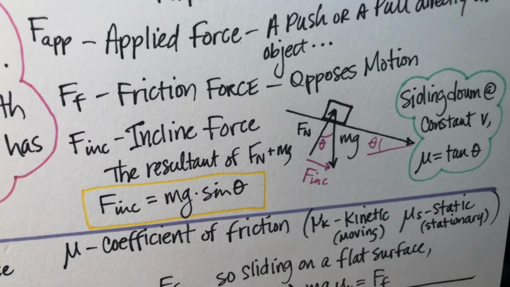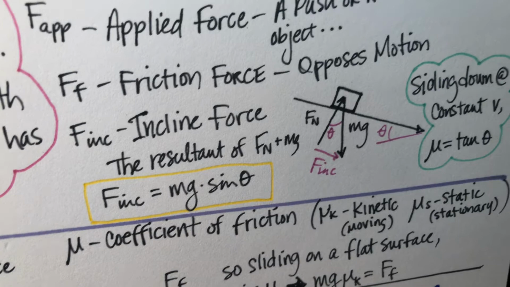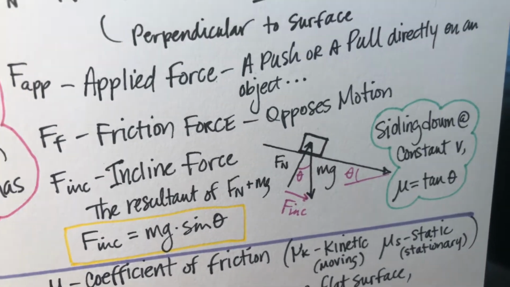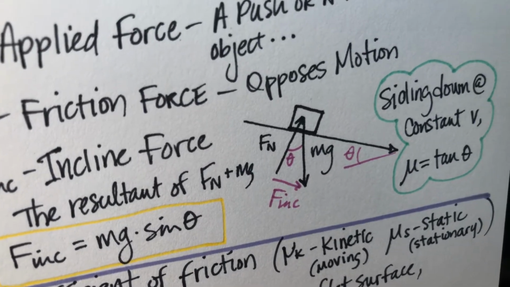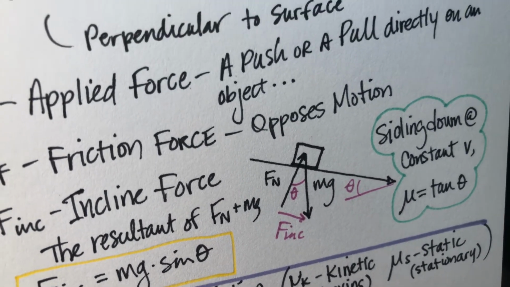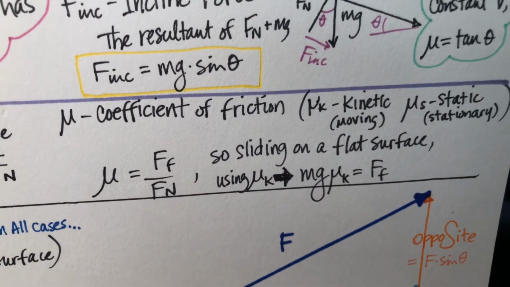So if you add normal force and mg, you get an incline force, which is equal to mg times sine theta. For any object sliding down an incline at a constant velocity, the coefficient of kinetic friction would be tangent theta. So mu is the coefficient of friction.